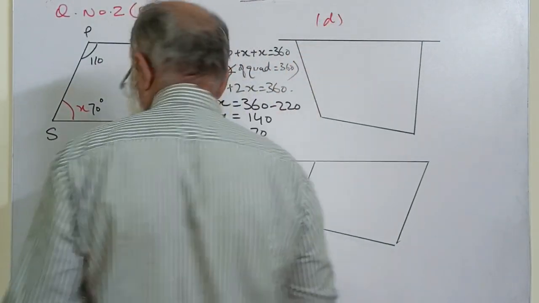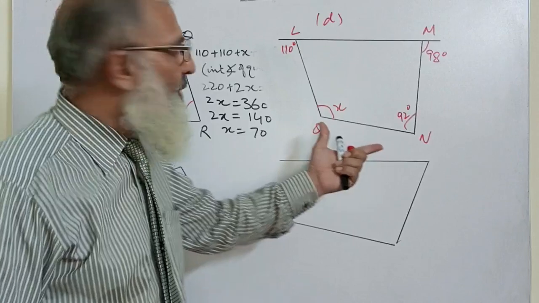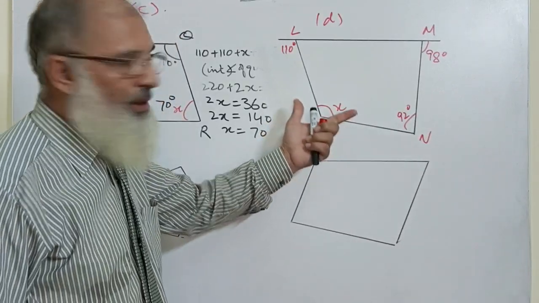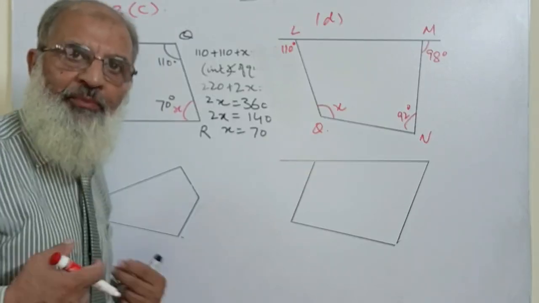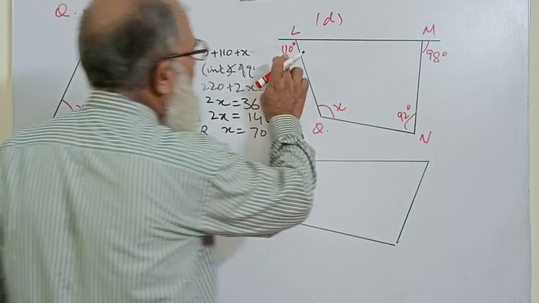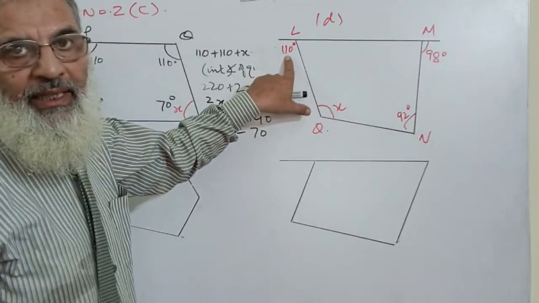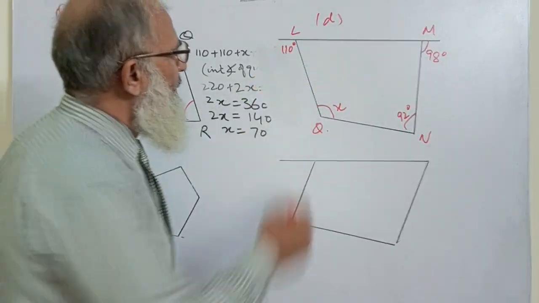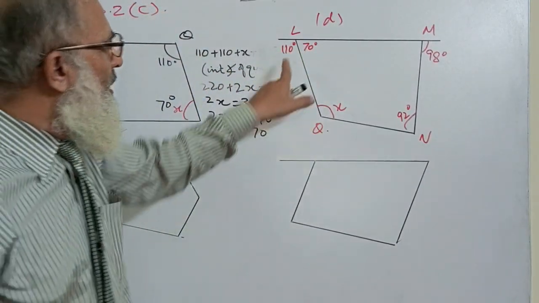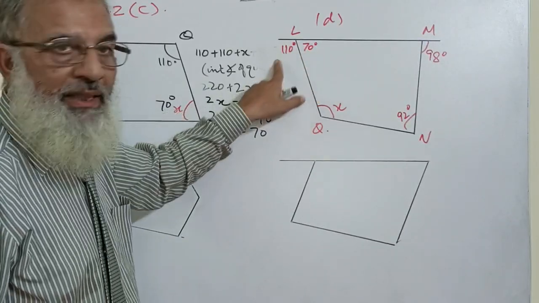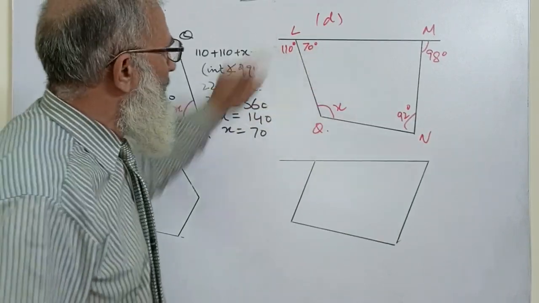Now this is part D. Let me see what is given and what is asked. So dear students, this is again a very irregular quadrilateral, but no problem, I am here to solve it. What we do here is we'll find this angle first. Since this angle is 110 degree, the supplement of this angle will be 70 degree to make it 180 degree. We have just found this angle as 70 degree because these are supplementary angles.